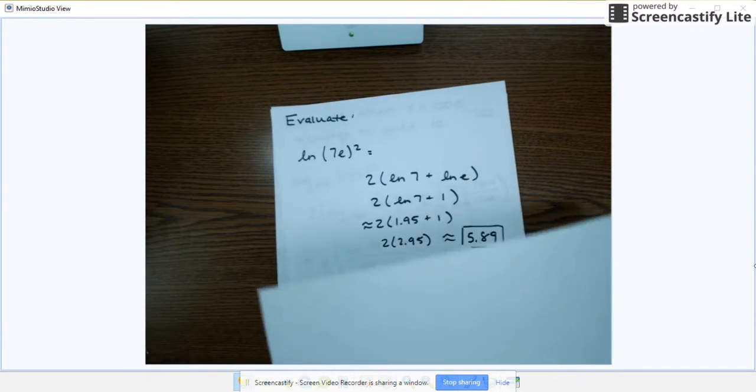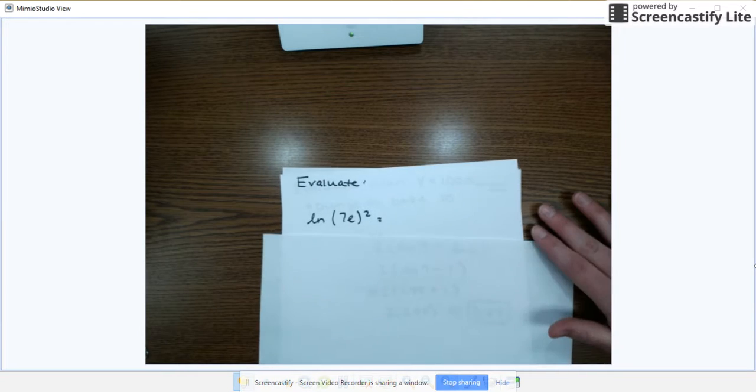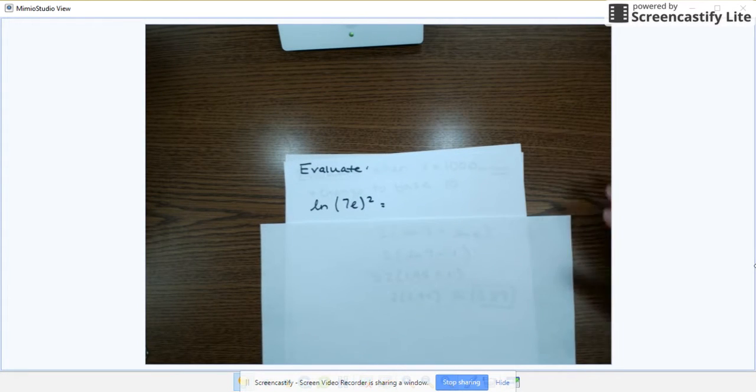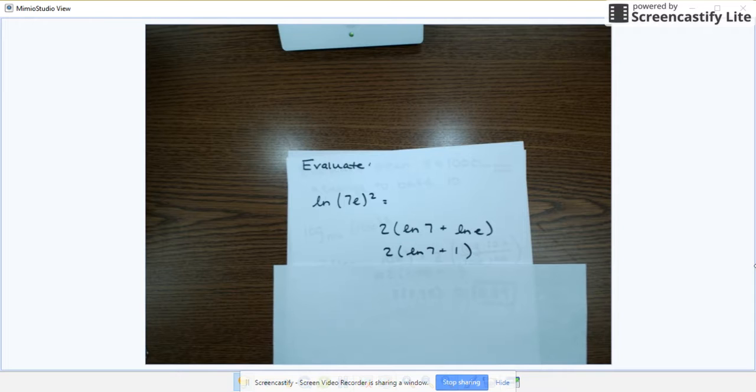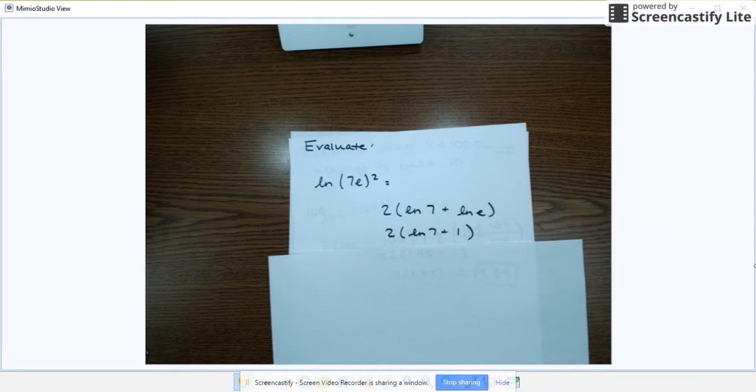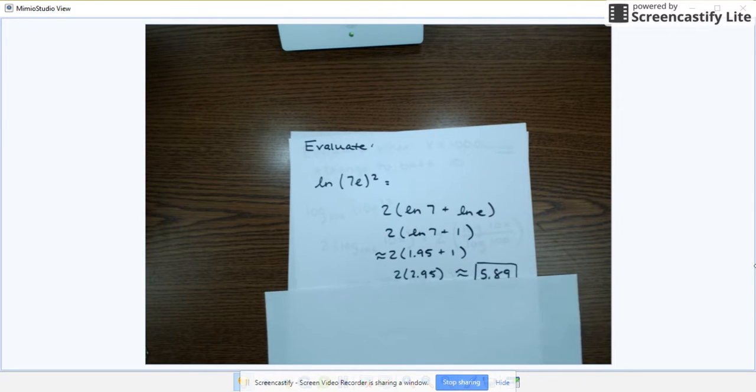Another one, natural log this time. Natural log of 7e squared. Again, pull out your power, split it up as a product. Natural log of e is 1. So we have 2 times the natural log of 7 plus 1. Natural logs are not as commonly known because e is an irrational number, so you're going to have to use your calculator. But natural log of 7 comes out to roughly be 1.95. Add that 1 from our natural log of e, and you get roughly 5.89 as your final answer.